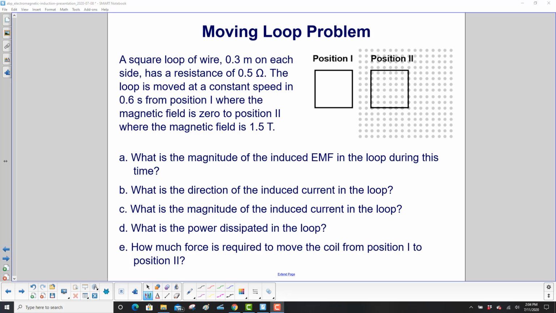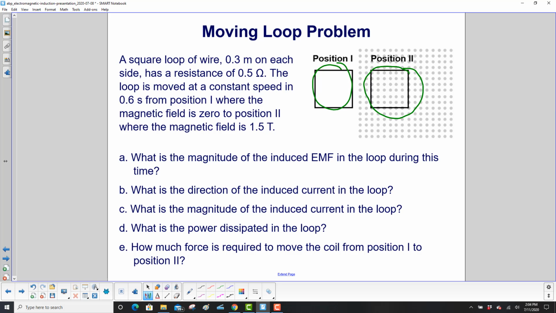A square loop of wire, 0.3 meters on each side, has a resistance of 0.5 ohms. The loop is moved at a constant speed in 0.6 seconds from position 1, where the magnetic field is 0, to position 2, where the magnetic field is 1.5 Tesla. What is the magnitude of the induced EMF in the loop during this time?